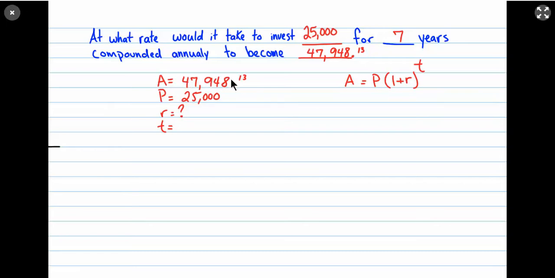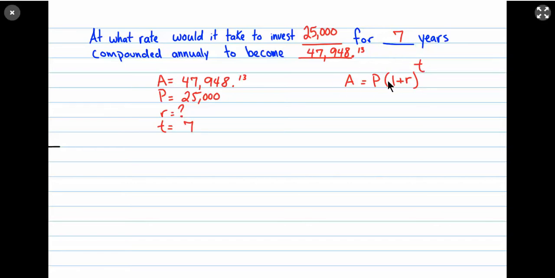That means total amount. And notice I want it to become this much. I want it to have a total of that much. So I'll use A is there. My starting amount is 25,000. My rate, I do not know, but I do know T. It'll take 7 years. So solve for T.